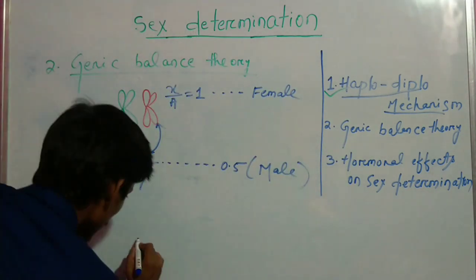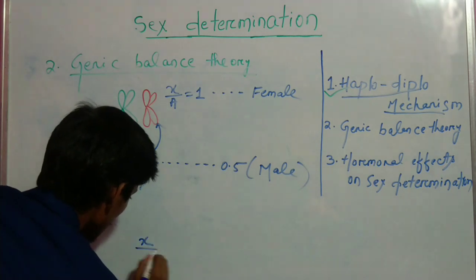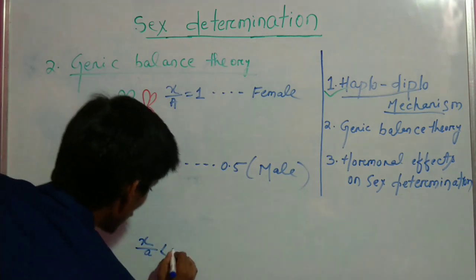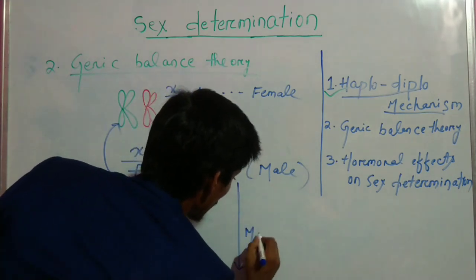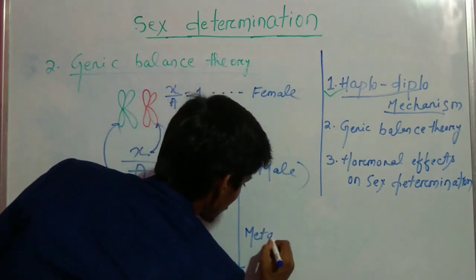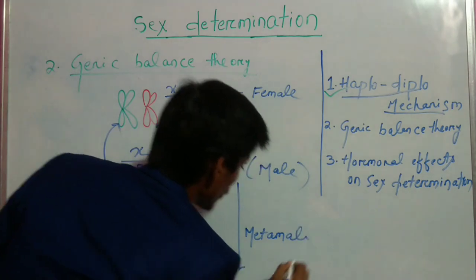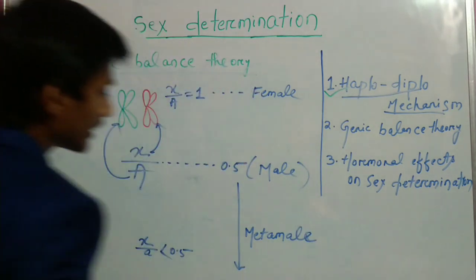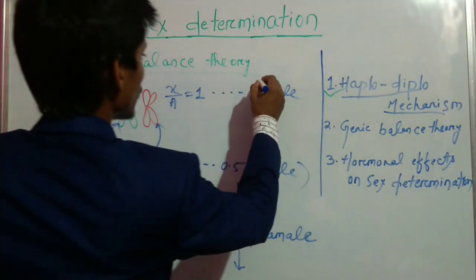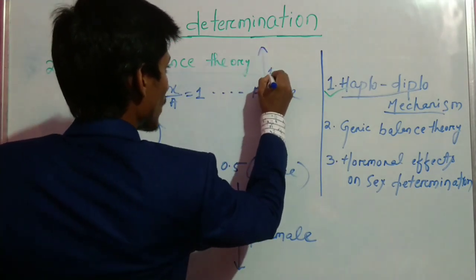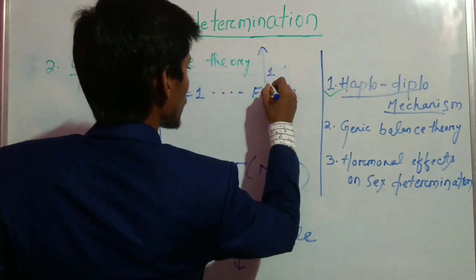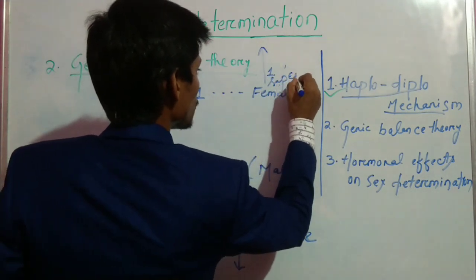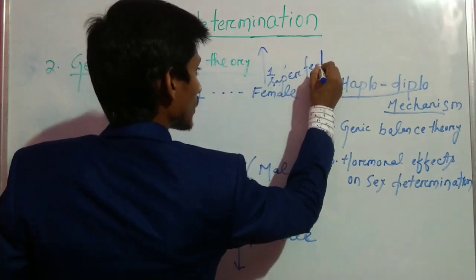And if this X by A ratio is less than 0.5, it will become a meta male or super male, a more vigorous male character. And if this ratio is greater than 1, then it will become a super female.